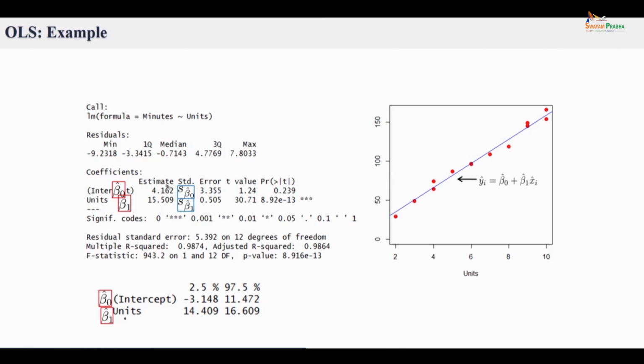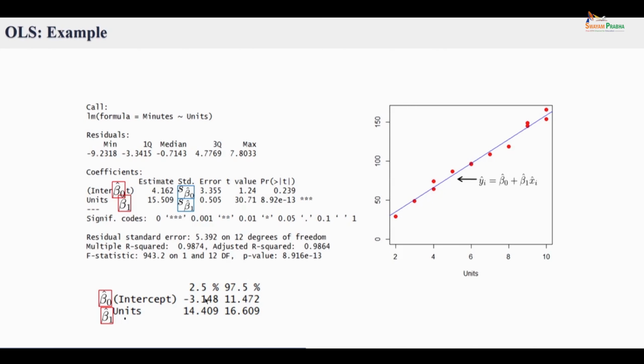You can also construct the confidence interval for beta naught and beta 1. From the earlier discussion, approximately it is the estimate plus or minus 2.18 times the standard error, and that is 4.1 plus or minus 2.18 times 3.35, which gives the confidence interval minus 3.148 to 11.472. That means with 95% confidence we can claim that the true beta naught lies in this interval. Similarly, we can construct the 95% confidence interval for beta 1, and it turns out to be 15 plus or minus approximately 2 times 0.5, which is 14 to 16.6.